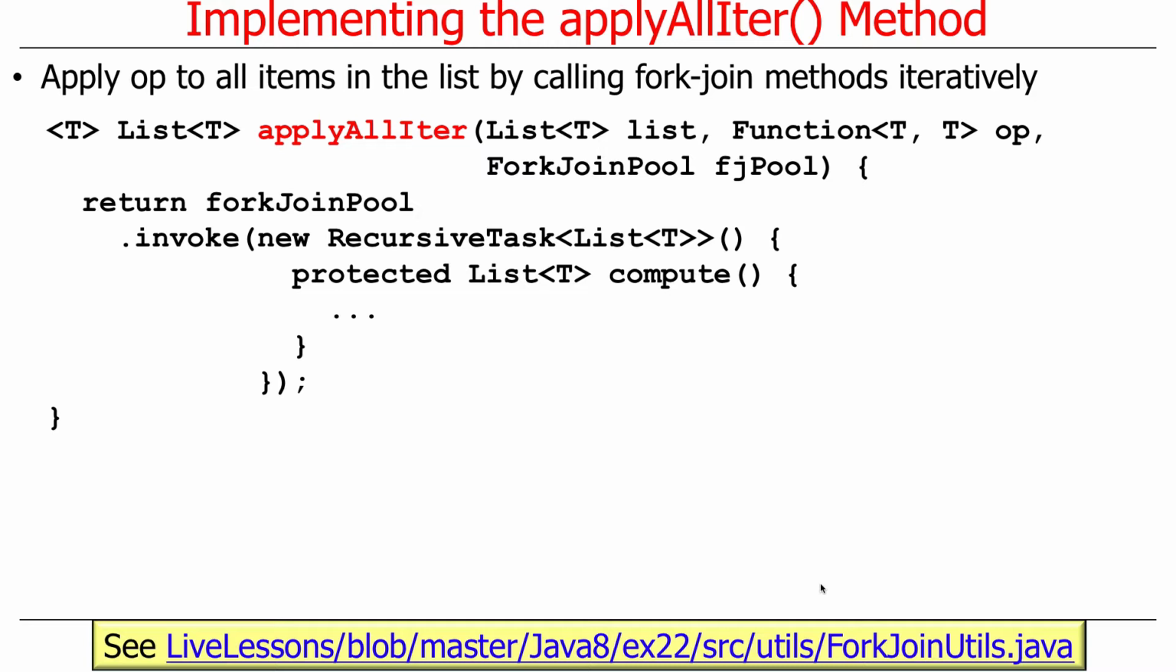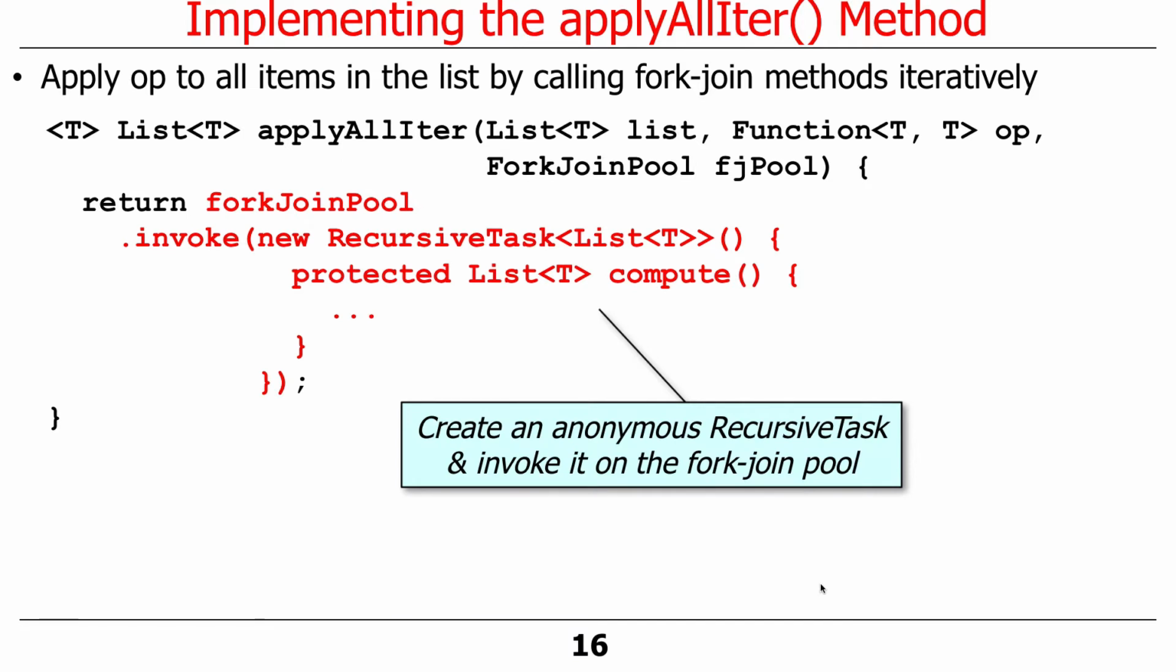And what it does is it's going to apply the function op, for operation, to all items in the list by calling the various fork join methods iteratively. That's the key thing, iteratively. And we'll talk about what that does and why that affects various properties. So here's what happens. We say new fork join pool passed as a parameter. That should actually be fj pool. Sorry, I'll have to go back and fix that.